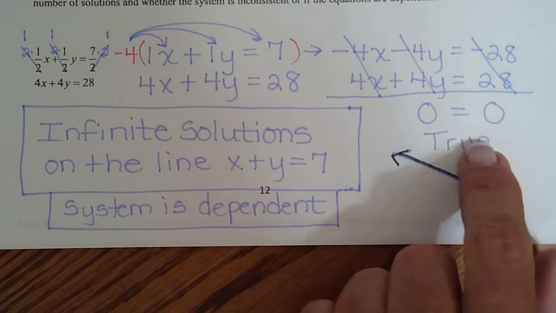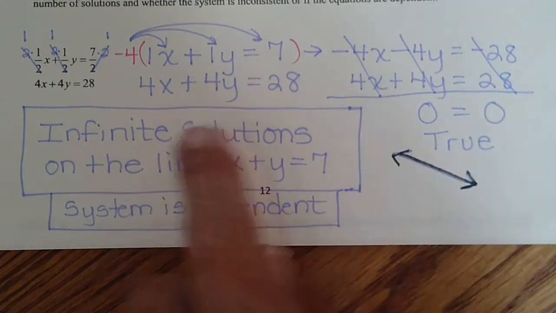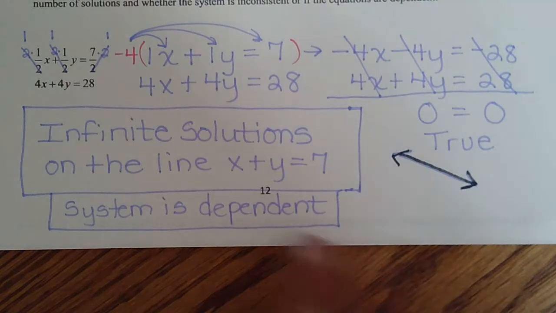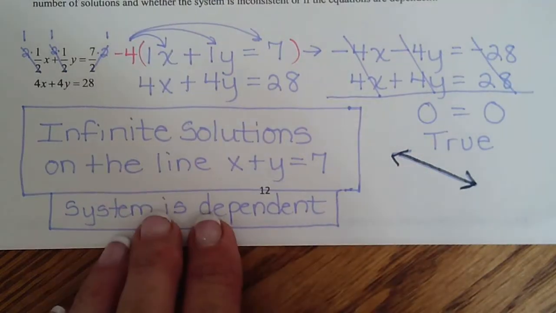If it's a false statement, then we write no solution. If it's a true statement, we write infinite solutions.